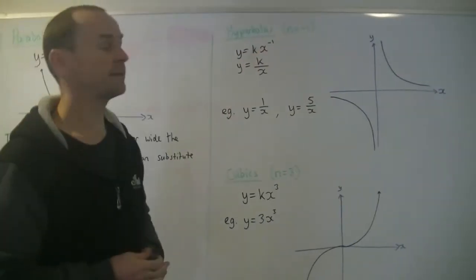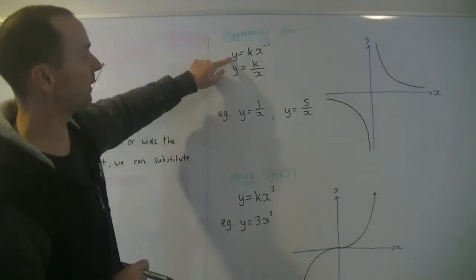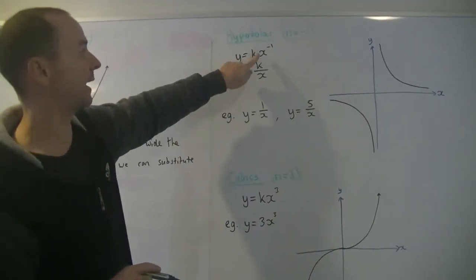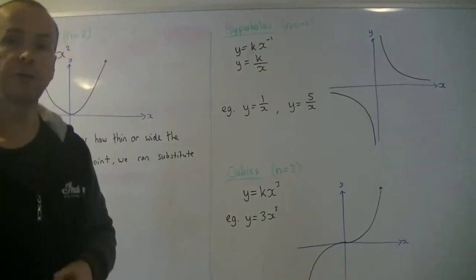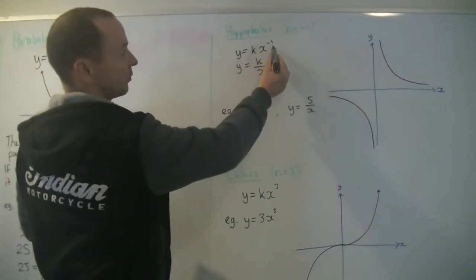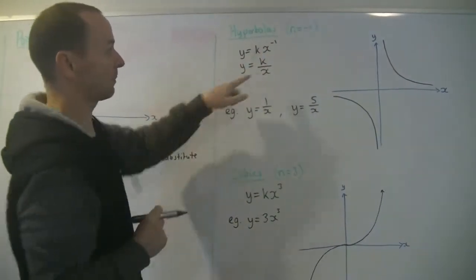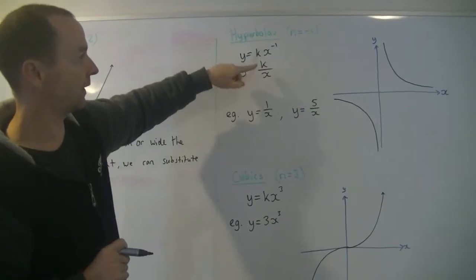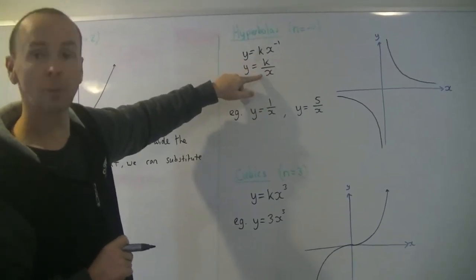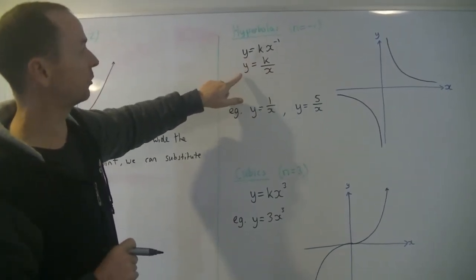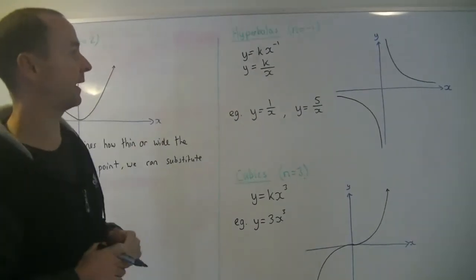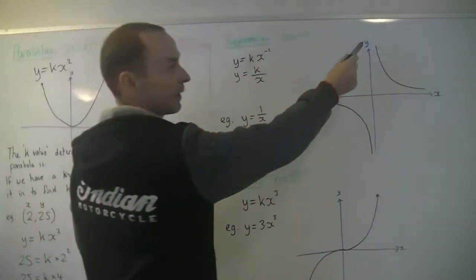Hyperbolas. The value of n is -1. So if we look at our generic formula again, y equals k x to the power of -1, using index laws, to make that a positive power, you bring it down to the bottom of the line, so the numerator and the denominator, so it goes down to the bottom. So the generic formula is y equals k over x. And that's what the graph looks like over there.